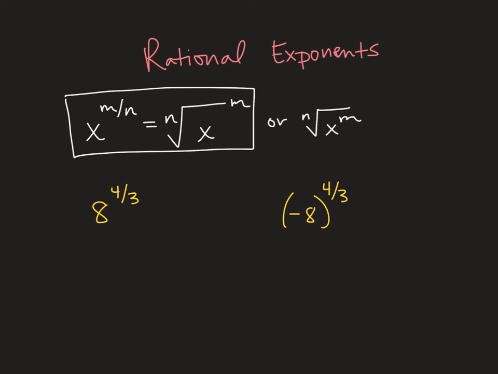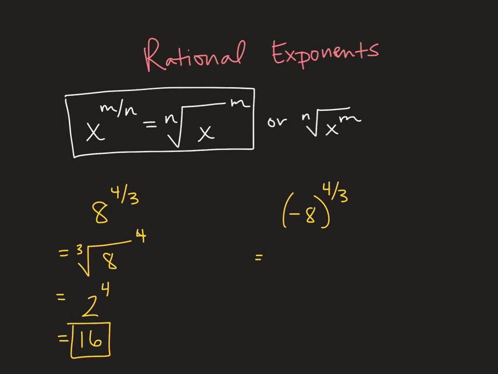Okay, let's take a look at these last two. They almost look exactly the same. Taking 8 to the 4/3. 4/3 is greater than 1, so I know my answer is going to have to be greater than 8 at the end. We're taking the cube root of 8 and then raising it to the 4th power. The cube root of 8 is 2, and 2 to the 4th power is 16.